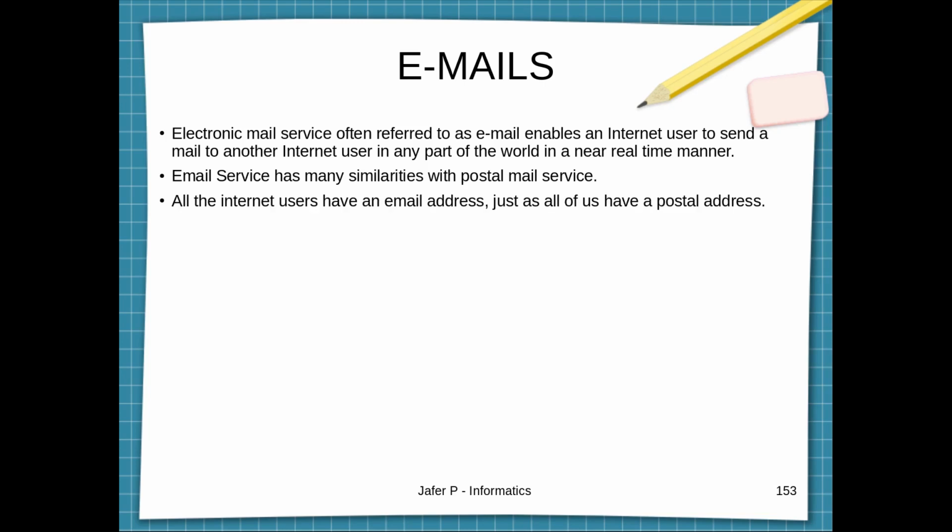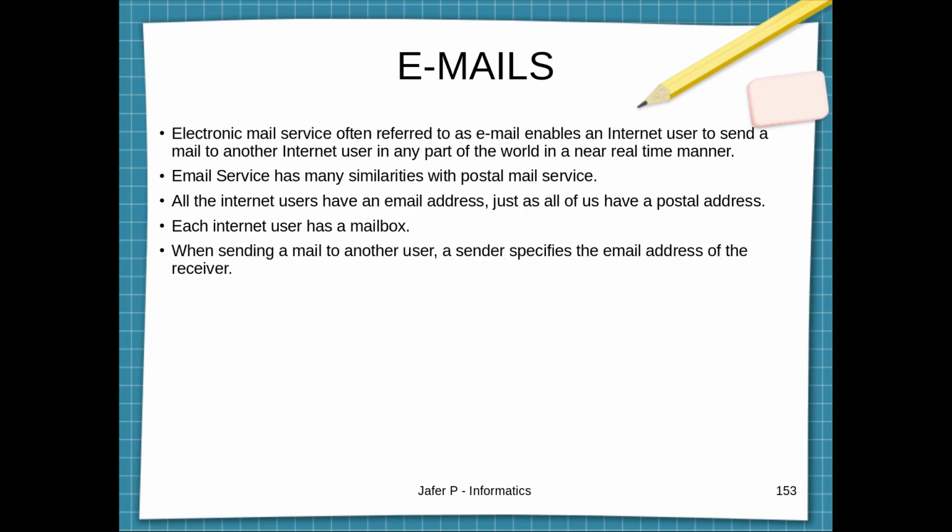All the internet users have an email address, just as all of us have a postal address. So like a postal address, all of the internet users have an email address. If a user wants to send an email, he or she should have an email address. Each internet user has a mailbox. They should have a mailbox. Then only you can send and receive emails. When sending an email to another user, a sender specifies the email address of the receiver. You should specify the email address of the receiver, right? Same like postal address, you have to give the address.